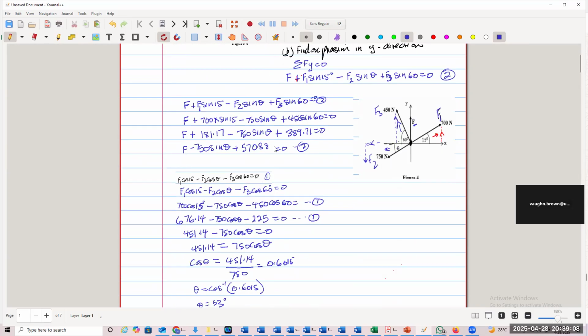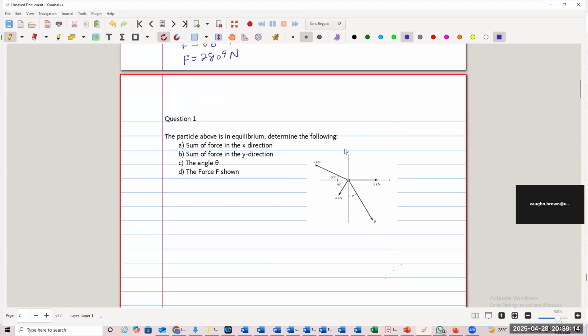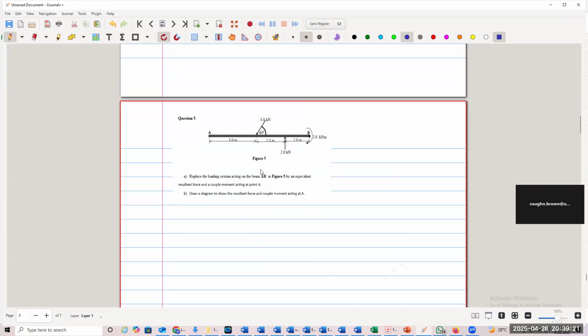So that is question 4 on the same worksheet that I gave you. All right. Did anybody get that in the workout? This one is the same thing, so I'll allow you to do that. I'll leave that one. All right, what about this one here? This one says you must replace the loading system acting on AB in figure 5 by an equivalent resultant force and a coupling moment at A.